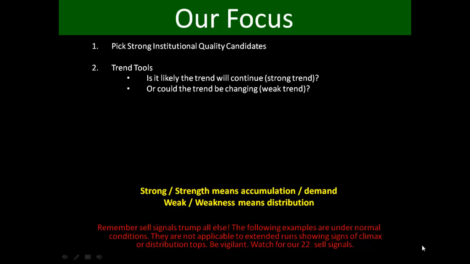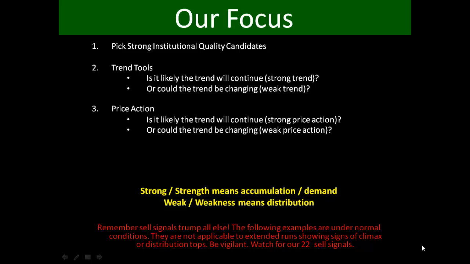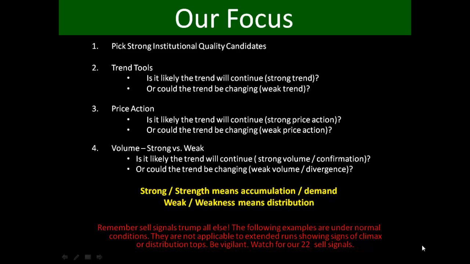Trend tools. We want to know, is the trend likely to continue or is it going to change? We're going to look at price to also determine, will the trend continue or is a change on the horizon? And we're going to use volume to help us do the same thing. When we use the word strong or strength, we mean accumulation or demand. When we use the word weak or weakness, it means distribution.